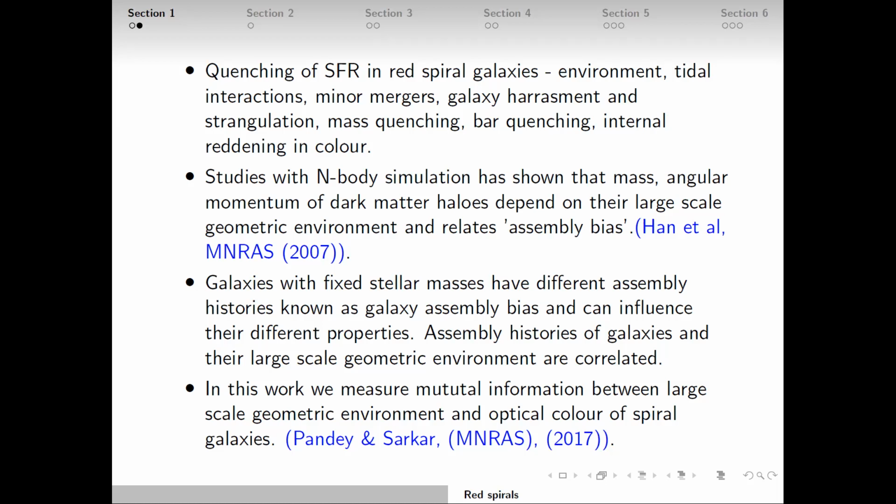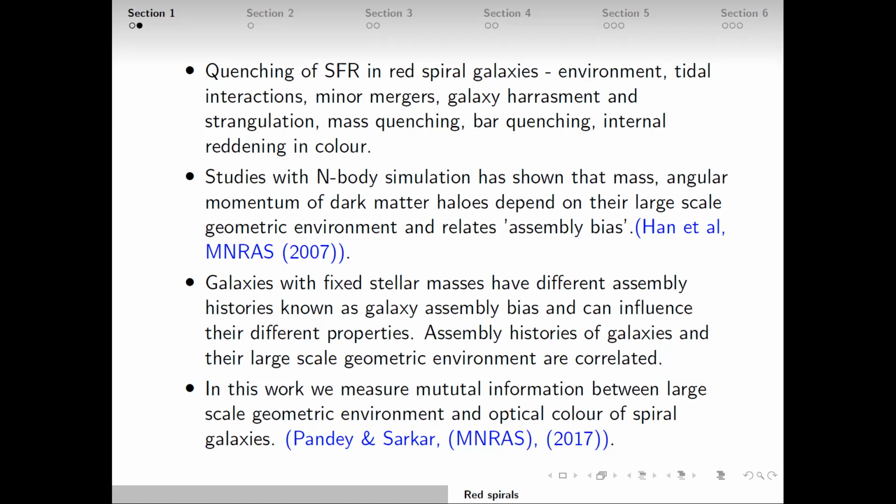Mass quenching can also play a crucial role as the red galaxies are massive galaxies, and studies with hydrodynamic simulation have found that there exists a critical stellar mass, which is 3 × 10^10 solar mass, which corresponds to a critical halo mass of 10^12 solar mass, and galaxies having stellar masses greater than this critical value mainly suppress their star formation rate through mass-driven quenching.